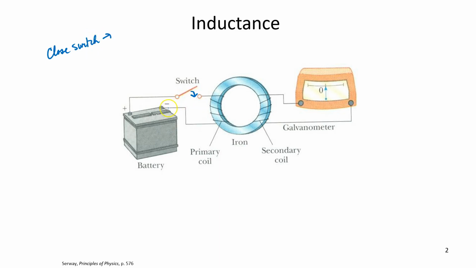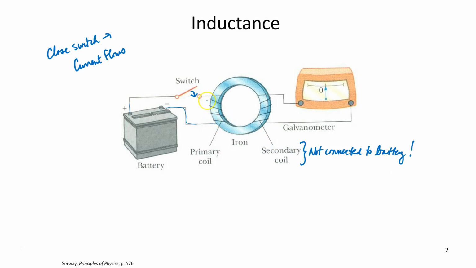you wouldn't be surprised for current to flow through this primary coil. That shouldn't be too surprising. But would you be surprised if current flowed momentarily through that secondary coil, even though it's not connected to a battery? So how can we explain why current flowed through this secondary coil, again, even though it wasn't connected to the battery or any power supply?